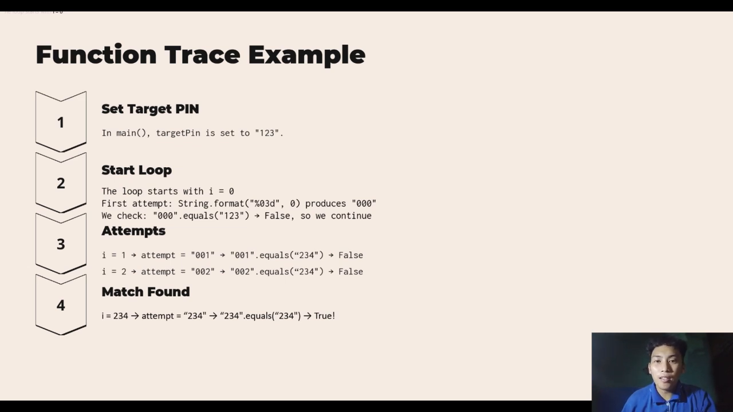At this point, execution of the brute force pin method is complete and we return to the main method with a value of 234. Let's continue our trace in the main method. Step 3. We receive the return value from the brute force pin method and assign it to result. Result is equal to 234.